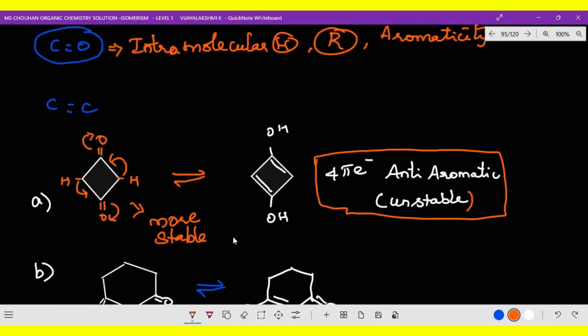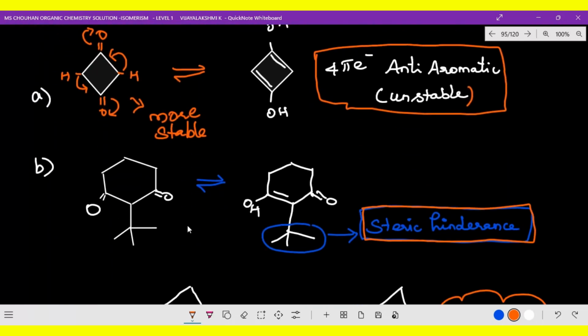So here what happens? It's the same thing. What happened to the double bond? This hydrogen transfers here, so you will get the double bond here and then here you will get OH. So the double bond comes over here, which means this point, having the keto form, is more stable. Which is more stable? This keto form is more stable.